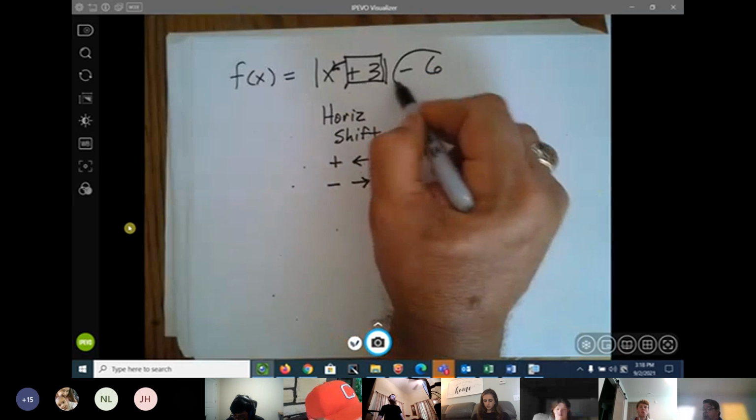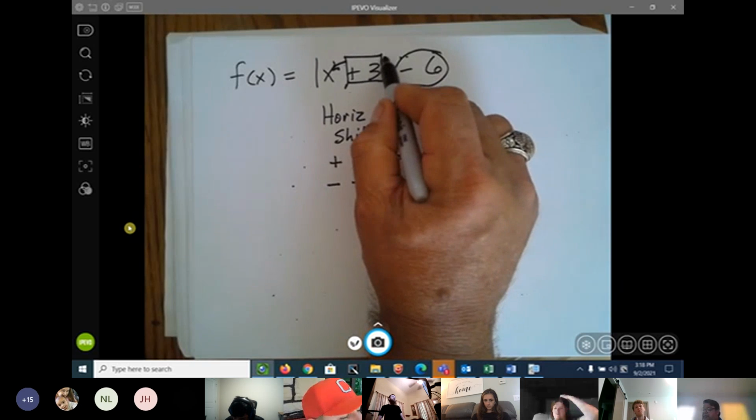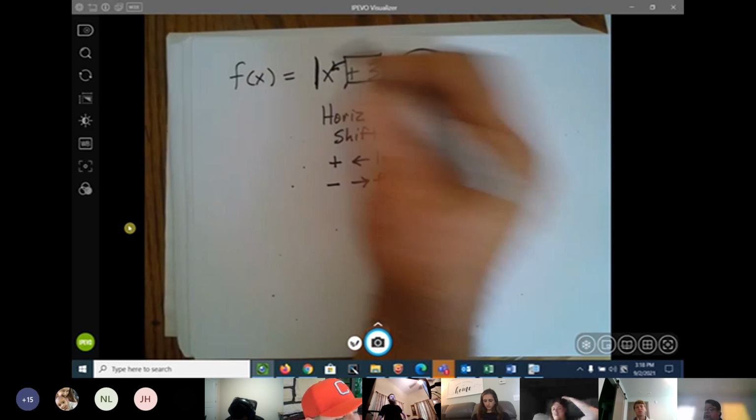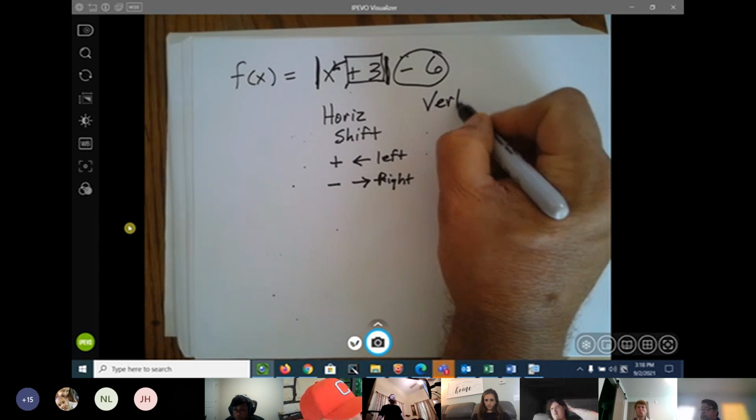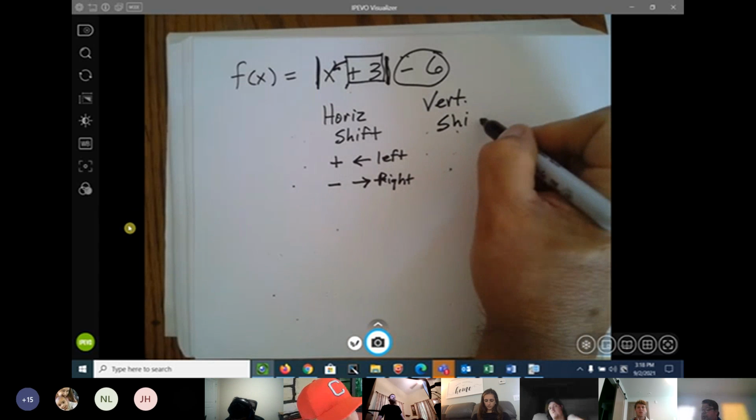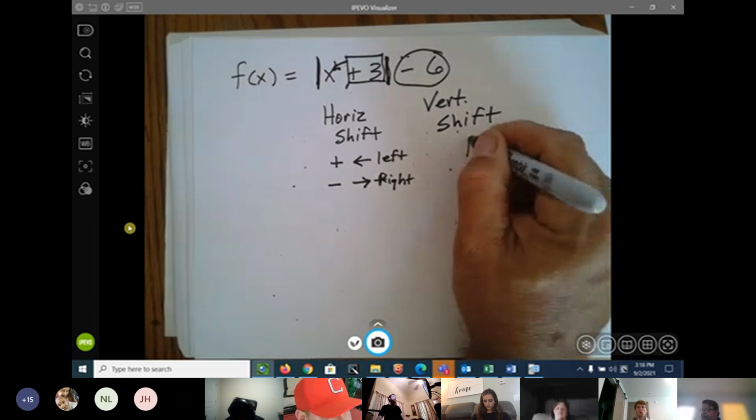And if the number is outside of the function, it is not a horizontal shift, but a what? Vertical shift, Hubert. That's right, class. Thank you.